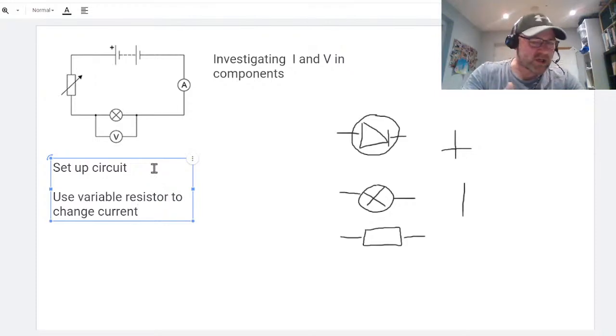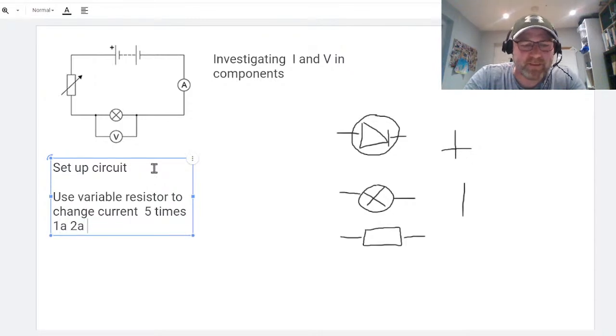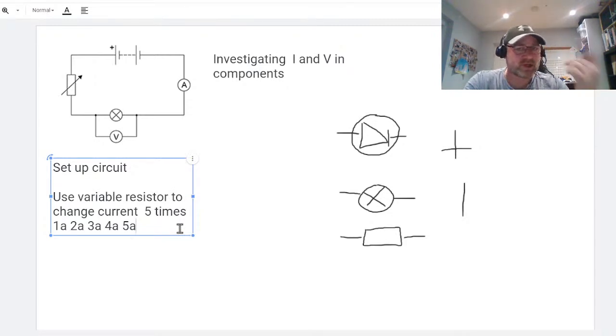So you're going to change the current 5 times. You're going to do like 1 amp, 2 amp, 3 amp, 4 amp, 5 amp, whatever you want to do, okay? I don't know why my 4 is not working very well. My keyboard 4, got to smash it. Right, 1 amp, 2 amp, 3 amp, 4 amp, 5 amp. So you're going to change the current. That's your independent variable. You're changing the current.